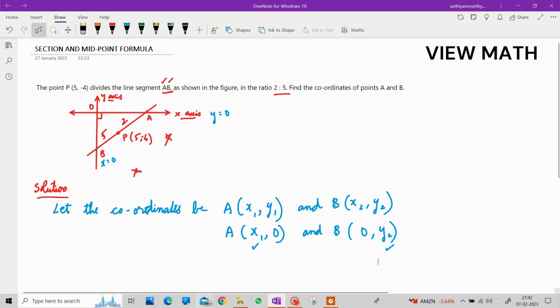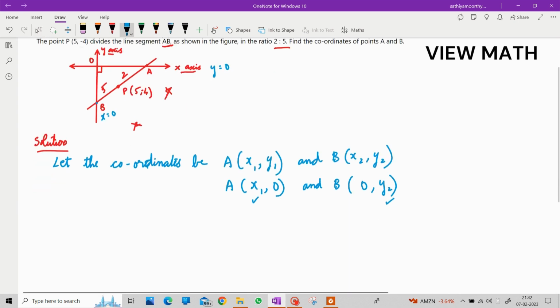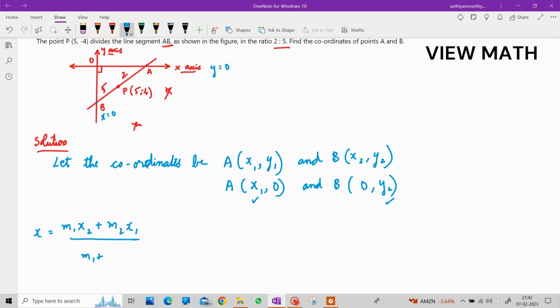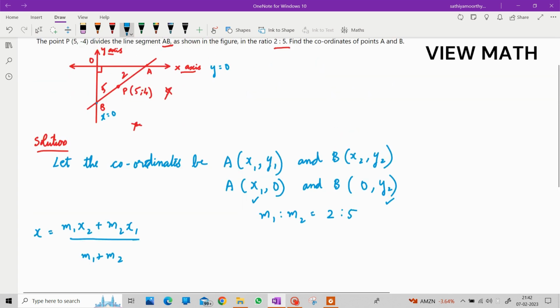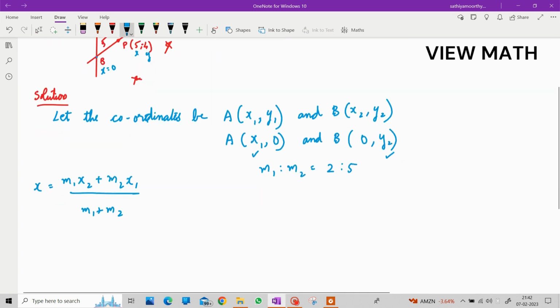Okay, now we know the section formula. I'm going to use the section formula. X is equal to (m1 x2 plus m2 x1) by (m1 plus m2). Now what is m1 and m2? m1 is to m2 is equal to 2 is to 5, they have given. So now let me substitute in the section formula. This is my x and this is my y. So x value is 5 and y is minus 4.